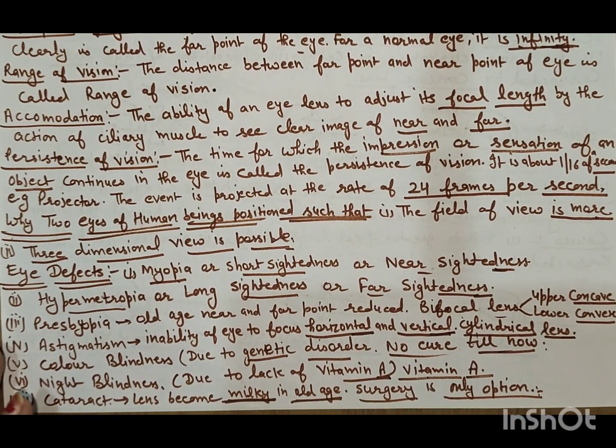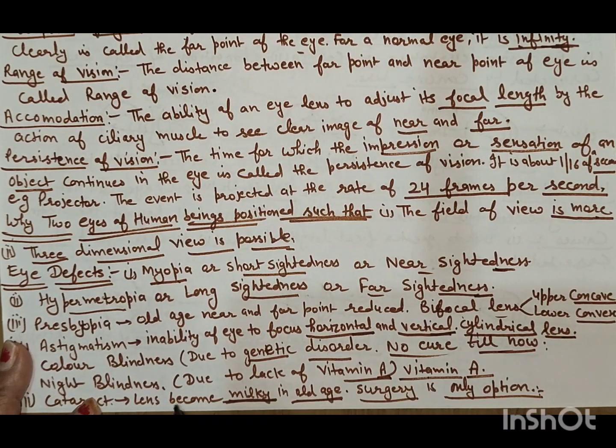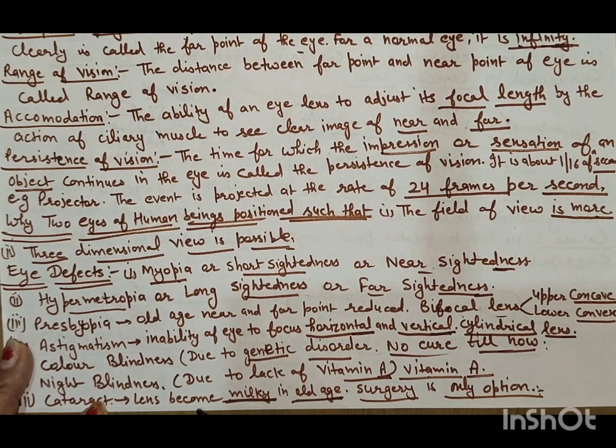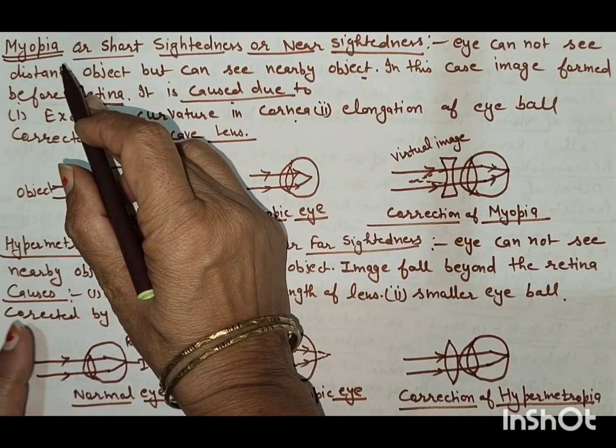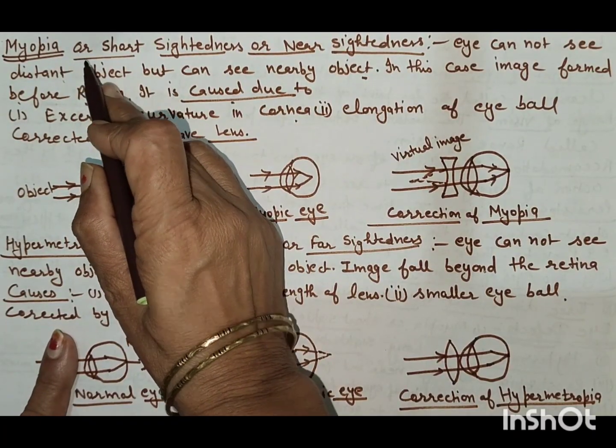Cataract. In this type of defect, the lens becomes milky in old age, and a white covering covers the lens, and surgery is the only option to remove this white layer. We will discuss the defects of the eye.